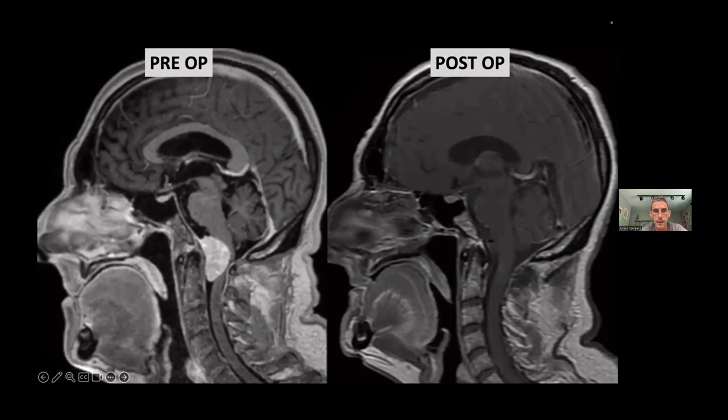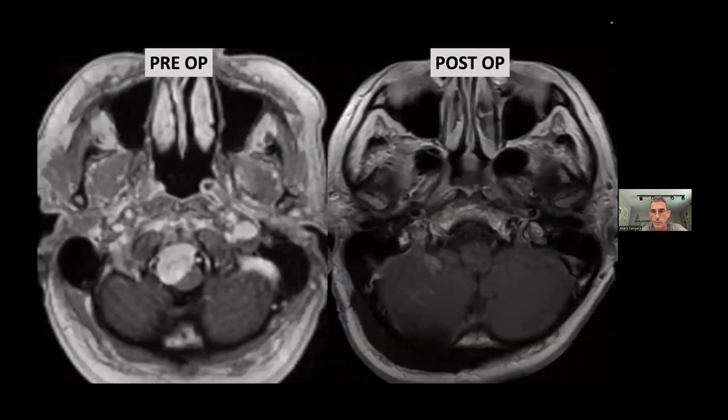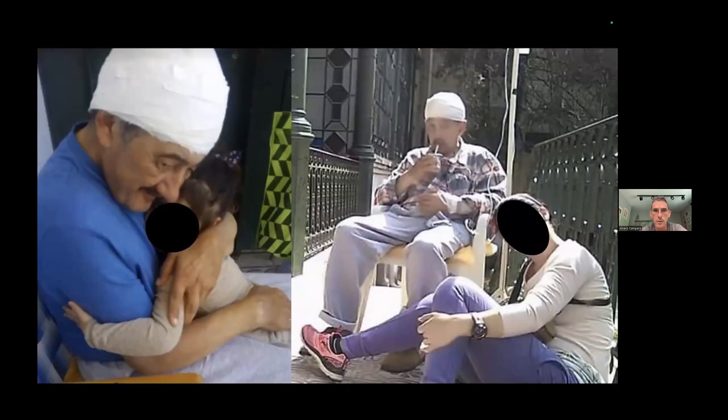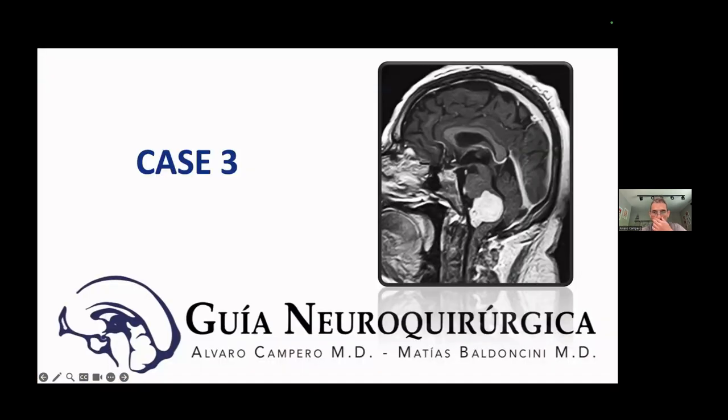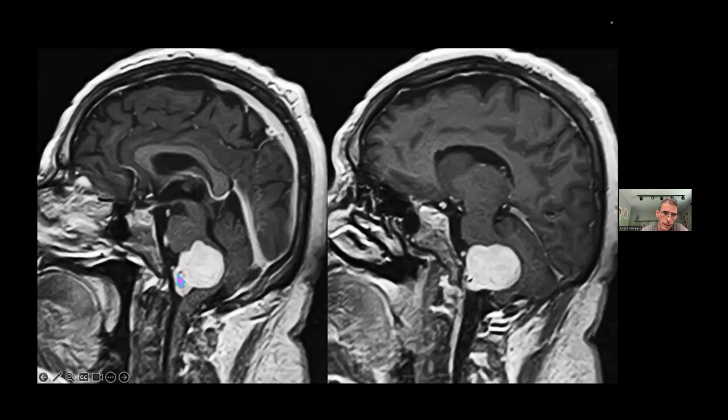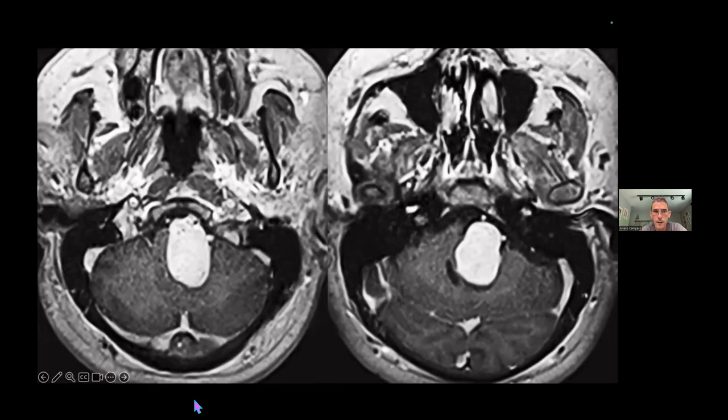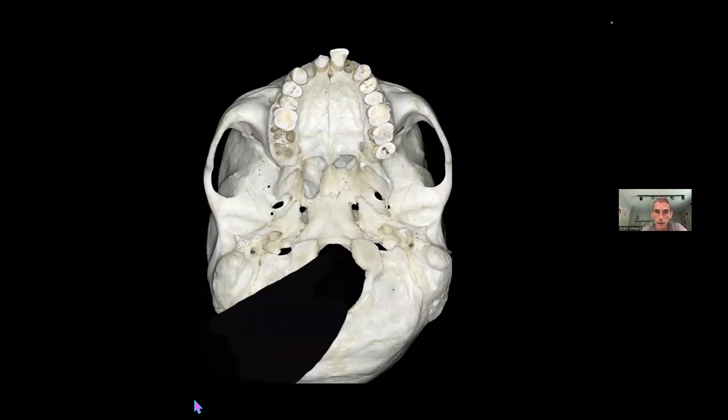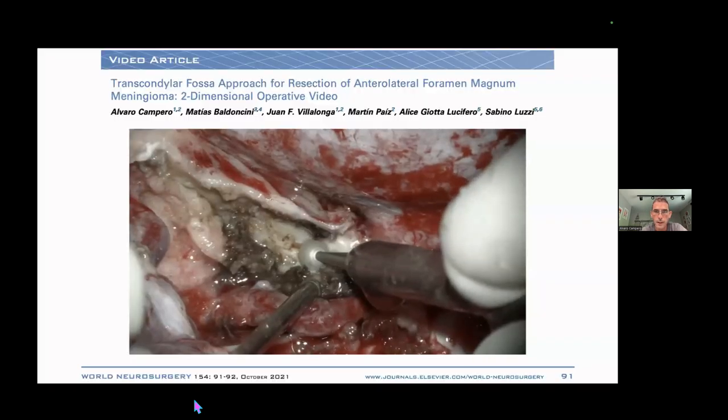And we can see the pre and post-op MRI, the sagittal view, axial view, and also the patient in the hospital after the surgery. Another case, a more difficult case, with a little bit up direction, with a big dislocation of the medulla. This is the craniospinal meningioma. We also use a transcondylar approach.